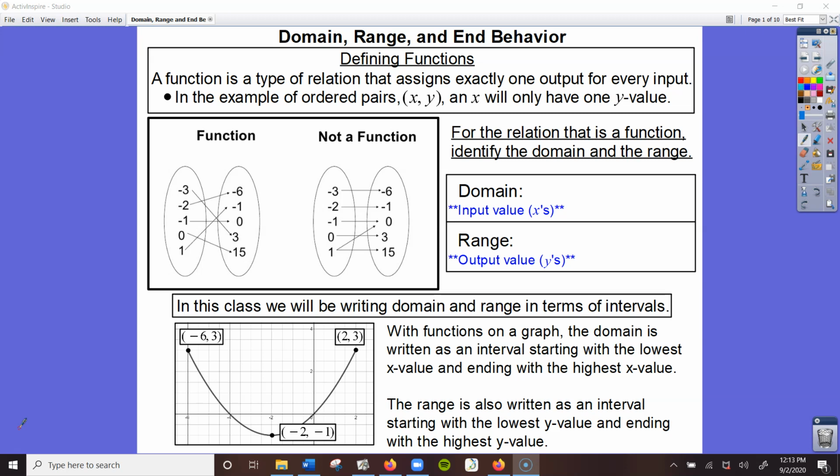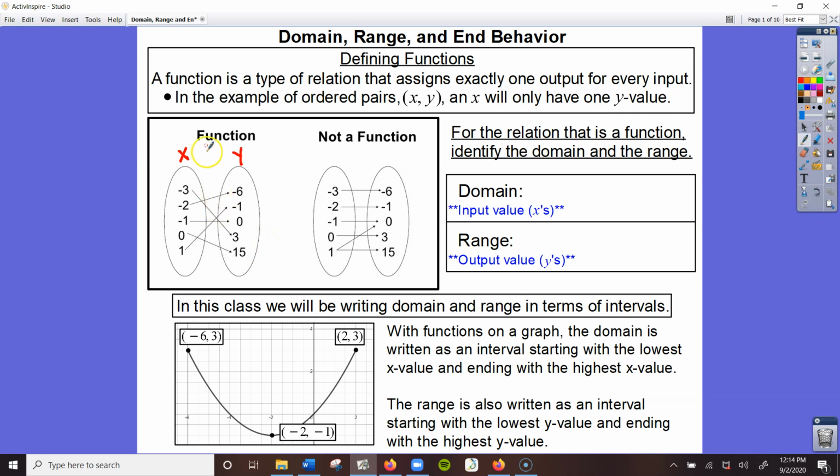Now we know it better by the input as being the x value and the output as being a y value. Now a function is a special type of relation where only one x value has exactly one y value. So here on this chart, I have exactly two examples of what is a function and what is not a function. So here we have, these would be considered the x values and these would be considered the y values.